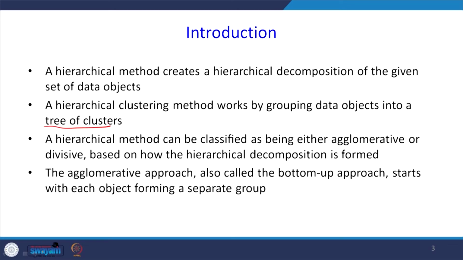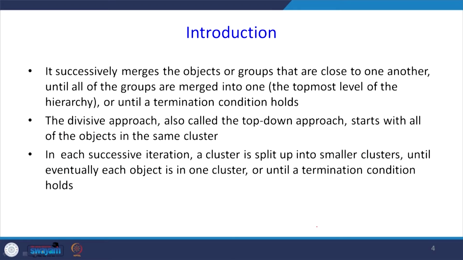A hierarchical method can be classified as being either agglomerative or divisive, based on how the hierarchical decomposition is formed. There are two ways in the hierarchical method. One is agglomerative, the second one is divisive. The agglomerative approach, also called the bottom up approach, starts with each object forming a separate group. It successively merges the objects or groups that are close to one another until all of the groups are merged into the topmost level of the hierarchy or until a termination condition holds.